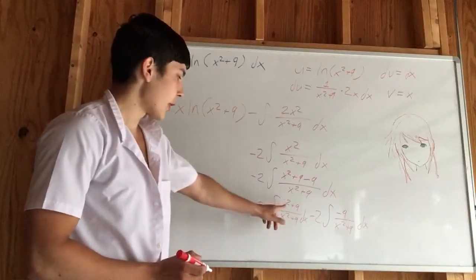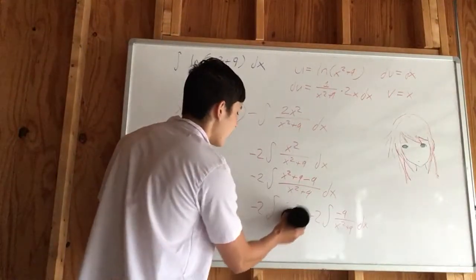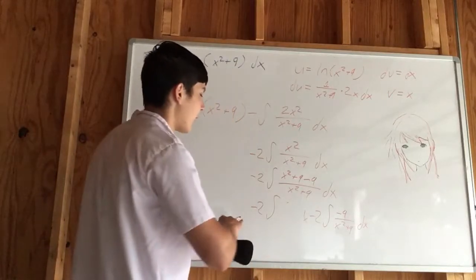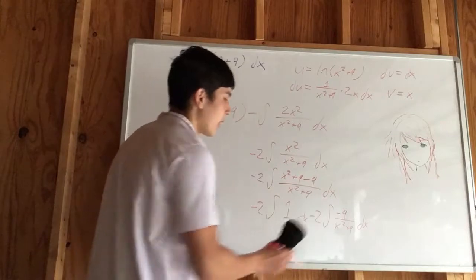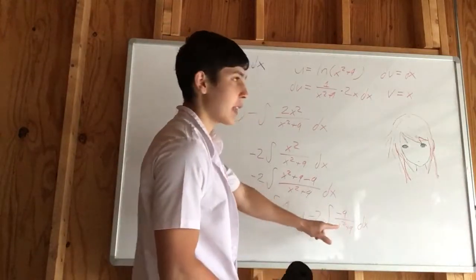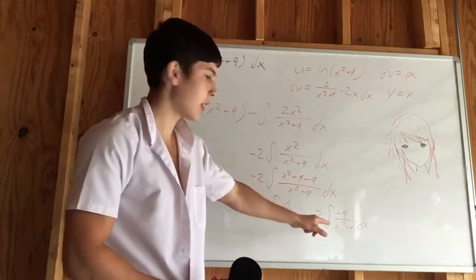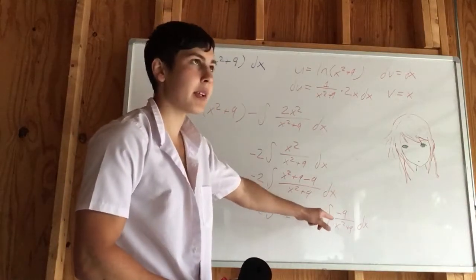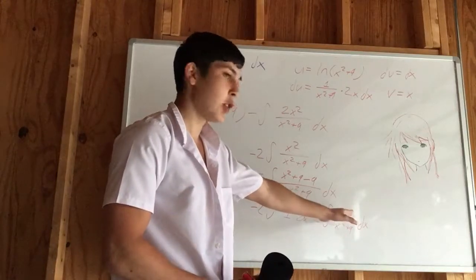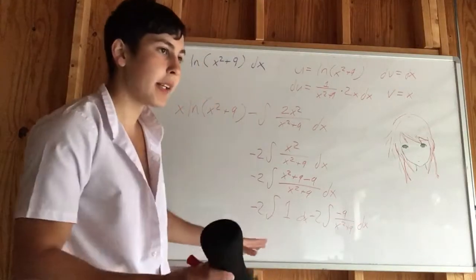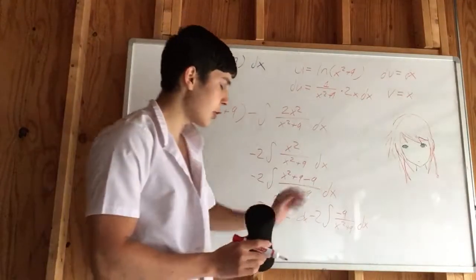Okay, so this just becomes a 1. This becomes a 1 because you have the same thing in the numerator and the denominator. You've got 1. Over here, it's a little more tricky. You have to realize that you need to use arctangent. Whenever you integrate something that in the denominator has x squared plus something, and in the numerator just has 1, or just has some number, you use arctangent.